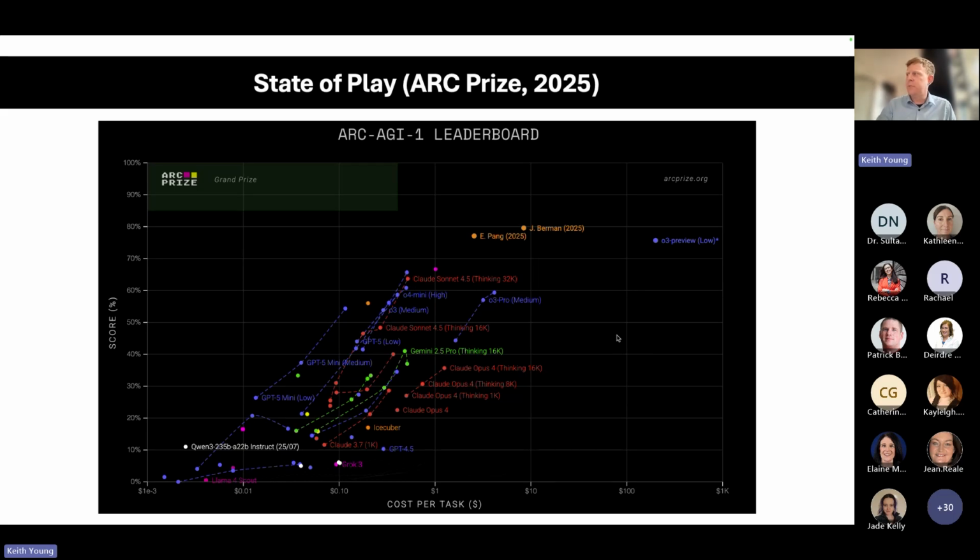And those ones in the middle, the J. Berman and E. Pang, they're actually human-created models using one of the other models. I think it was Grok 4, they tailored their own one, and they're scoring close to 80% in terms of the scores on this leaderboard as well. So the models do have capabilities, and they have significant limitations, and we're going to go through some of that.